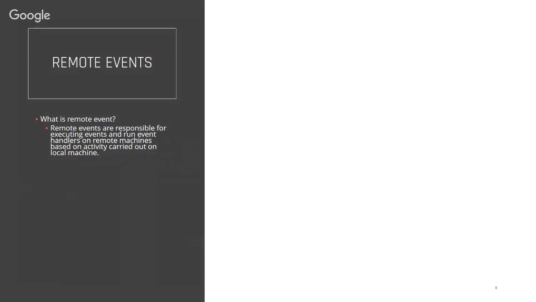For example, if you are changing the content of an item and publishing that item from CM, then your CD instance needs to know that this item has been updated and that it needs to clear the cache for this item. If it doesn't understand that, it will keep showing the old content, which is not relevant. That's where remote events come into the picture. Remote events are responsible for executing events and running the event handlers on remote machines based on the activities carried out on a local machine.